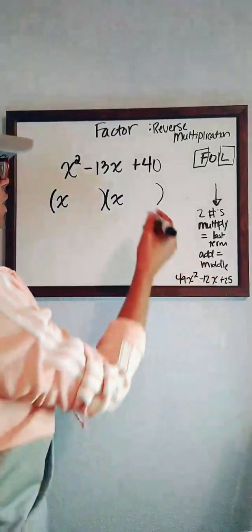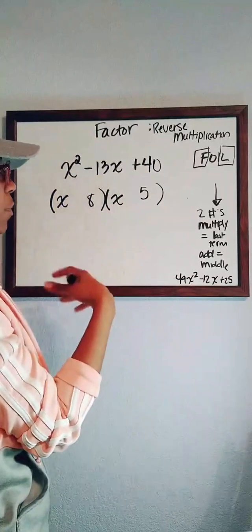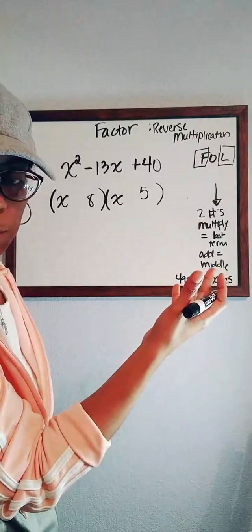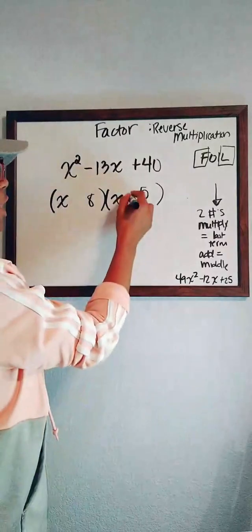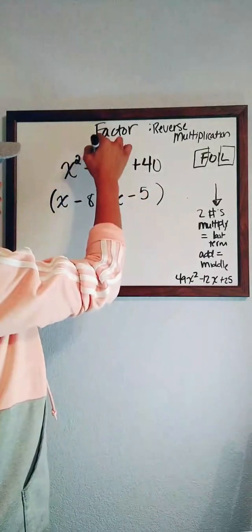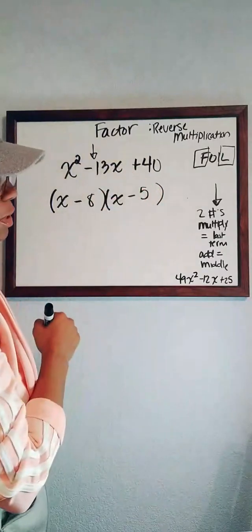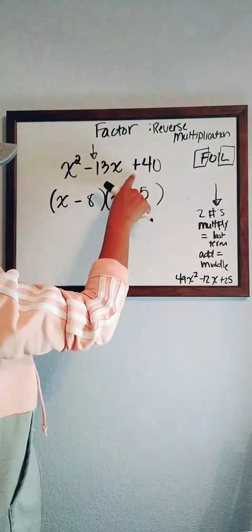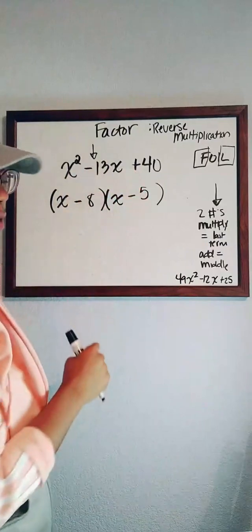5 and 8. Now I just need to determine, are my signs going to be both negative, both positive, one negative, one positive? What do you think? Negative 8. Okay, so based on this here, it tells me negative, positive. This also tells me, are they the same signs or are they different signs? If this is negative, they're different signs. If this is positive, they're the same sign.